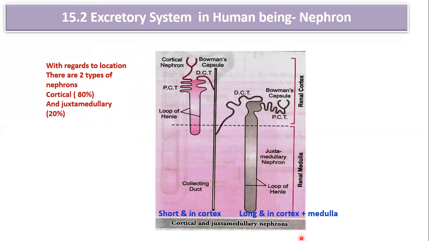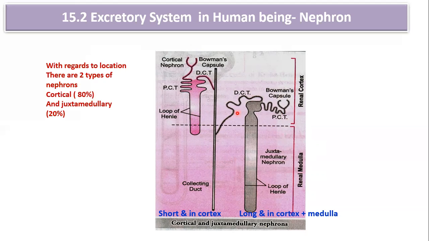Okay, now there are two types of nephron. What are the types of nephron? One is called the cortical nephron, another is called the juxtamedullary nephron. So what do you mean by cortical nephron? It is present in the cortex. You can observe that it has a shorter loop of Henle. That is the first thing. Then it is mostly located in the cortex and it forms 80% of the total nephrons.